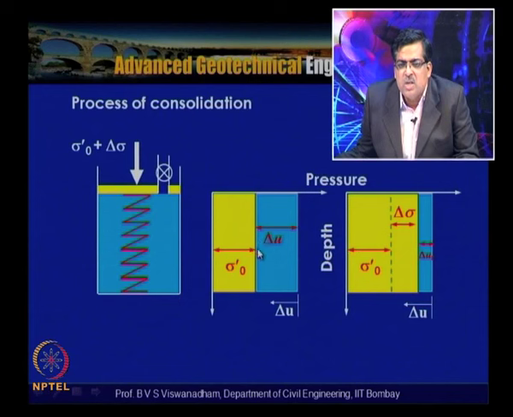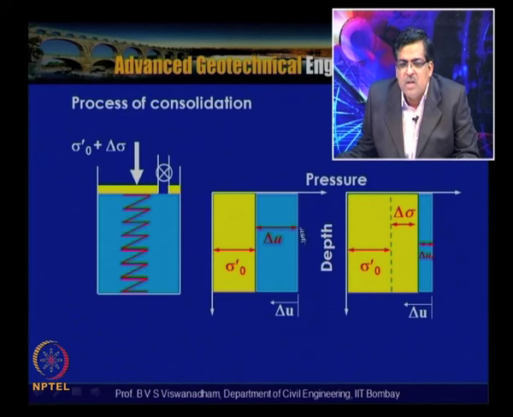Now once this valve is opened, this yellow portion starts covering the blue portion. That is nothing but sigma naught dash plus delta sigma at any time t. This is the portion which is transferred to the soil grain, and this portion is yet to be dissipated. The moment this reaches this level, it is called the completion of consolidation, and that is sigma naught dash plus delta sigma.